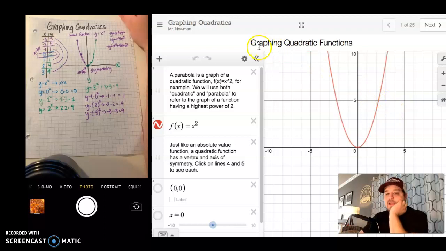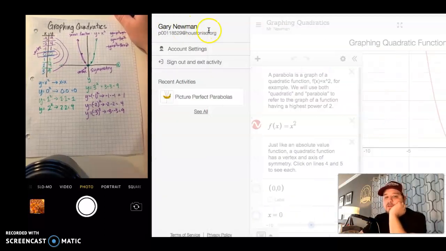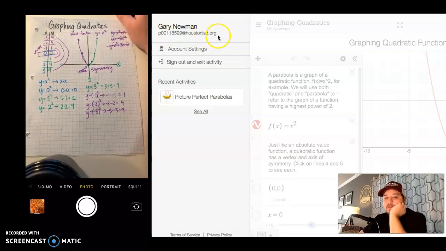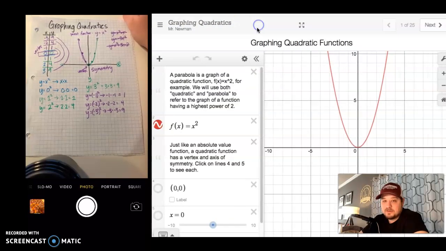Now, the first thing I want you to do is click this 3-bar menu, and I want you to make sure that you are signed in. You can see that I am signed in using my HISD account. That is perfect. If you are not, you can click sign in right here. It's so important that you sign in because that's how your work is going to get saved. If you don't sign in and your work goes away, you're going to have to redo it. There is no excuse. I can't see it, so it's not done, right? So make sure that you are signing in.